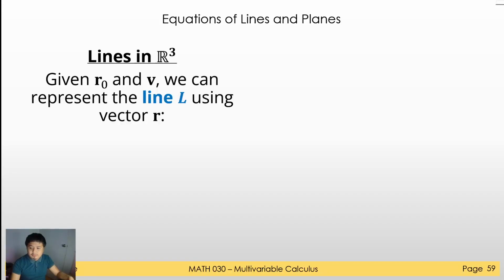Hi everyone and welcome again to Math 030, and for these succeeding videos I will discuss the equations of lines and planes. So how do we represent a line in a vector space? Given R naught and V, we can represent the line L using the vector R. So what are these three things?